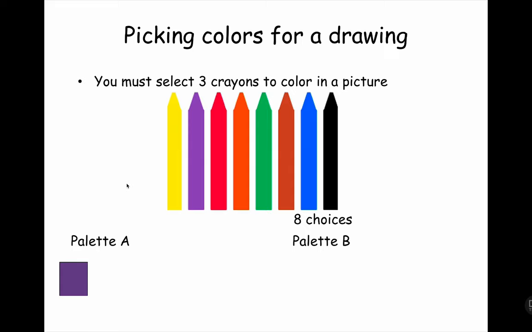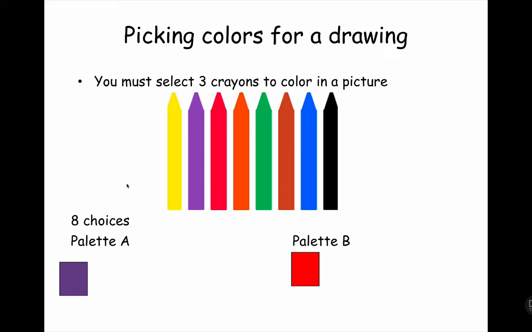Now, when this person chose purple, they're just making that selection, but they're not removing purple from consideration for the next person. So let me ask you a question. Could palette A choose purple again? Absolutely. So when you sample with replacement, that means you can have duplicates. Absolutely, you can have duplicates. All right. So now palette B is going to choose. How many choices does palette B have for the first choice of crayons? Eight. Palette B has eight. Absolutely.